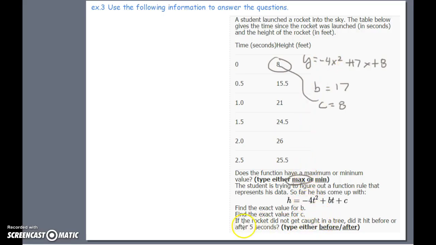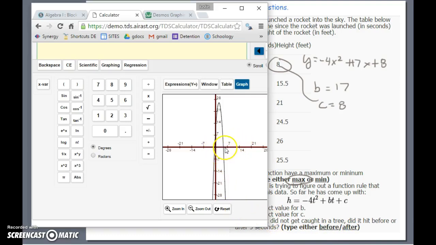The last one is if the rocket did not get caught in a tree, did it hit before or after 5 seconds? So let's go back to the graph. And it's hitting right here. It's definitely hitting before 7 seconds. But let's zoom in and see if we can get a closer view.